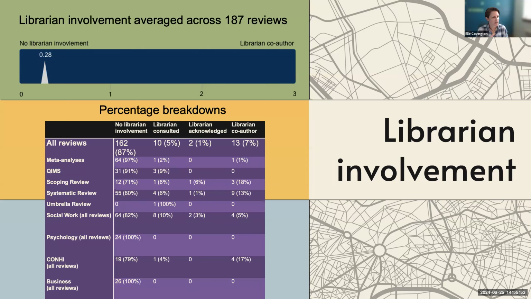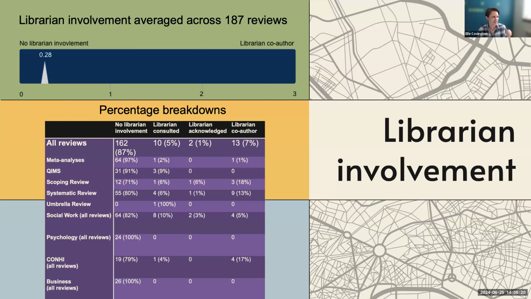But we developed a 0 to 3 scale where no librarian involvement at all was a 0. 1 was there was a librarian consulted, so that was mentioned within the methods section of the paper. If a librarian was involved, that was a 2. And if a librarian was a co-author, that was a 3. And so we averaged all of these. Average is pretty low there. It's 0.28 on that 0 to 3 scale.